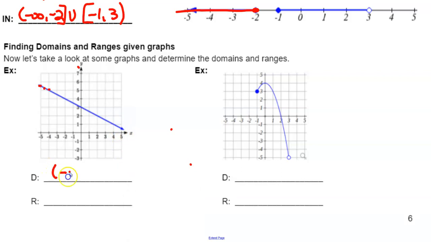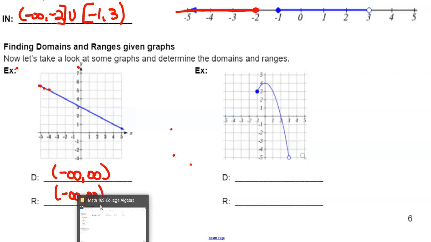So the domain for this line, because I have arrows that keep going on and on in both directions, means I can choose any number in order to find a y value that goes with that. Likewise, I can look from bottom to top. If I were to go side to side over here somewhere, there's going to be a point on that line if I extend it. If I come up to 7, there's going to be a point on that line if I extend it. So again, because there are arrows going in both directions, we end up having a range of -infinity to +infinity.